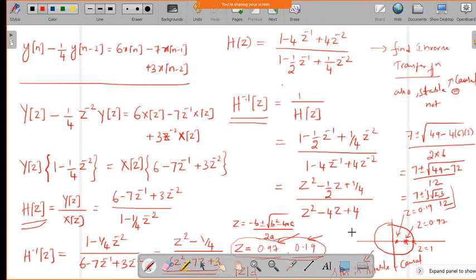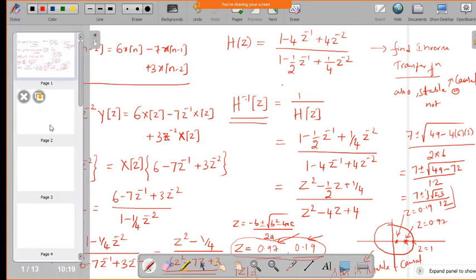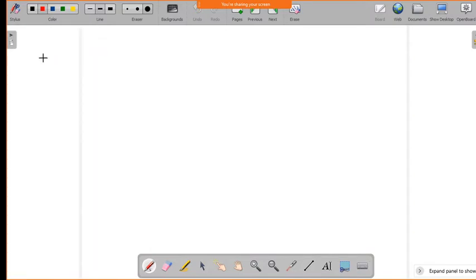So if these are the magnitudes, we can plot and say that the roots are inside the unity circle and the system is both stable and causal. Now we'll go to another concept. This is about the inverse of the system, and we can say whether the inverse system we find is stable or not.